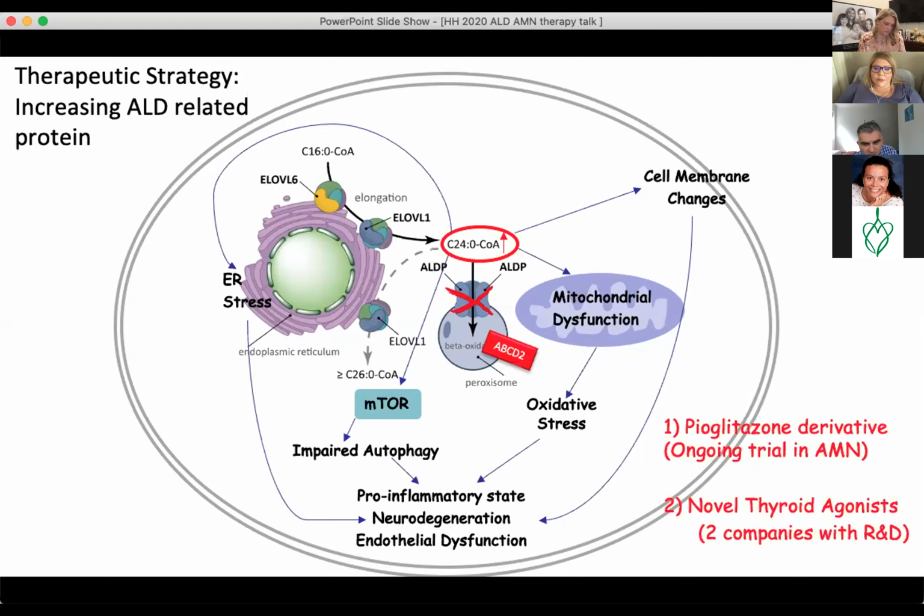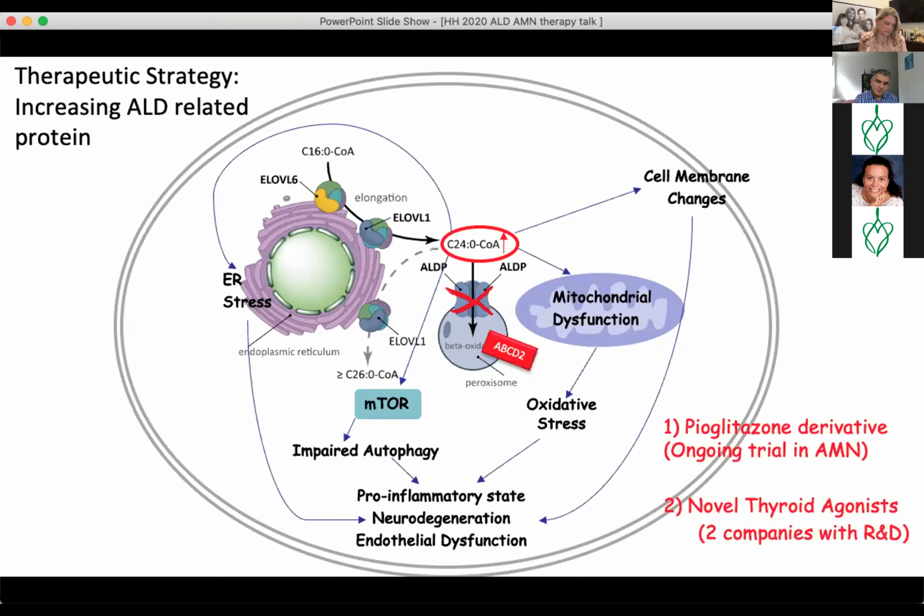There is currently a trial by a company that is happening multinationally across the world, actually, and is coming soon, hopefully, to an end, where it's a placebo-controlled trial in adult men with adrenomyeloneuropathy that are getting a pioglitazone derivative. And then there are 2 other companies, at least that I know of, that have thyroid agonists. So the thyroid hormone ends up actually upregulating ABCD2.